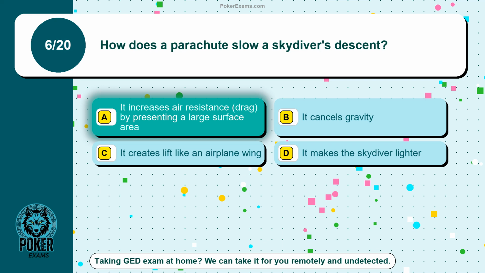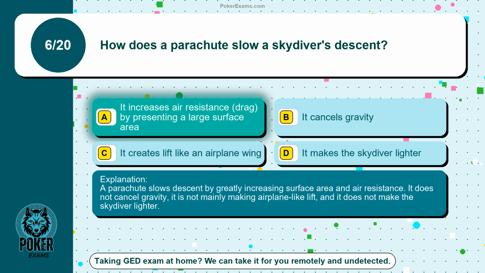The correct answer is option A. It increases air resistance, drag, by presenting a large surface area. A parachute slows descent by greatly increasing surface area and air resistance. It does not cancel gravity, it is not mainly making airplane-like lift, and it does not make the skydiver lighter.